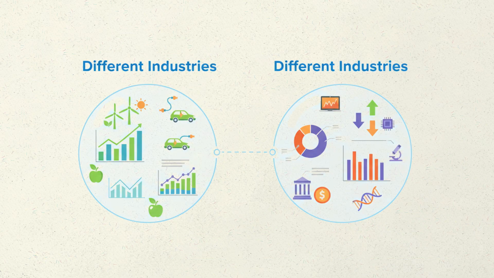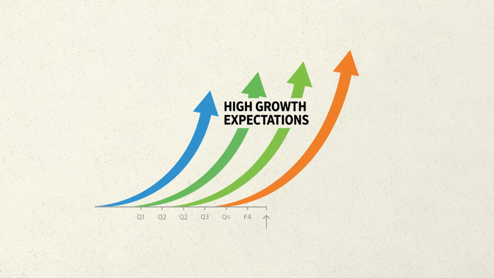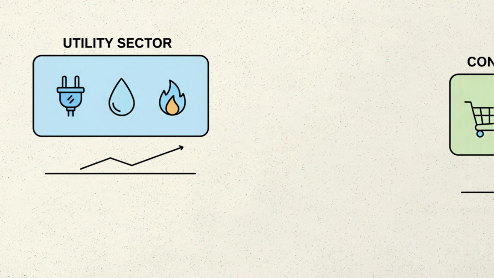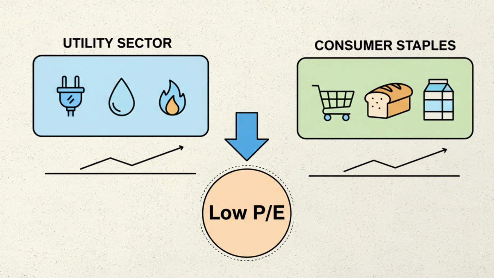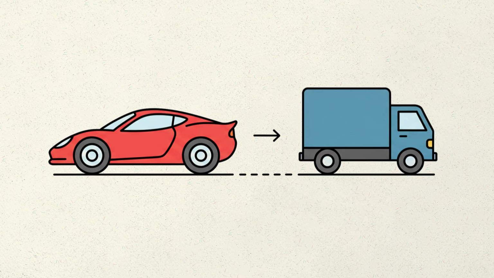Context matters because different industries live in completely different worlds. Technology companies, especially high-growth ones, usually trade at higher PE ratios because growth expectations are high. More mature businesses, like utilities or consumer staples, tend to have lower PE ratios because their growth is steady and predictable. Comparing those two directly doesn't make sense. It's like comparing a sports car and a delivery truck. They're built for different jobs.